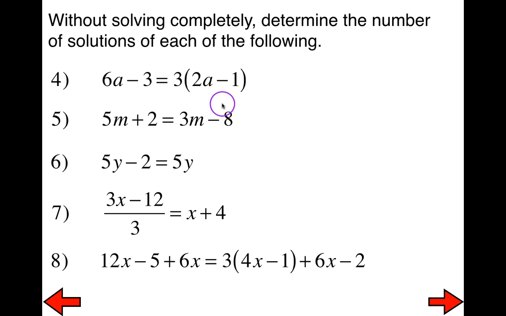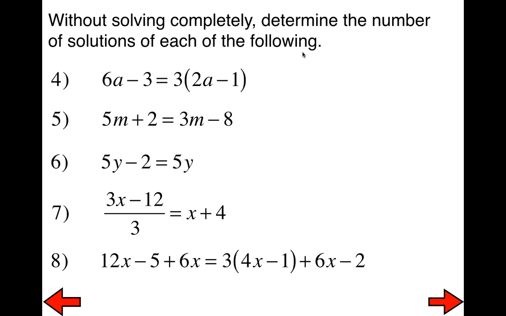Now, without solving completely, I want you to determine whether the solutions are going to be one solution, infinitely many solutions, or no solution. Kind of like how I was stopping you midway as we were solving. I was trying to get you to see, what do you think the solution is going to be? This is what you're going to do now. So go ahead and pause the video and try this one on your own.